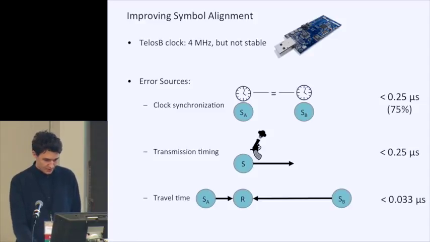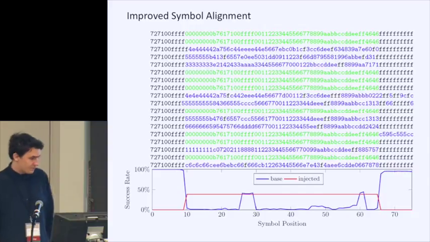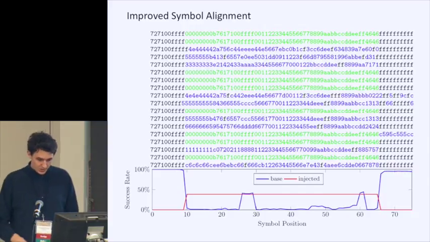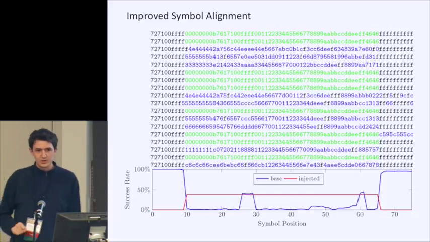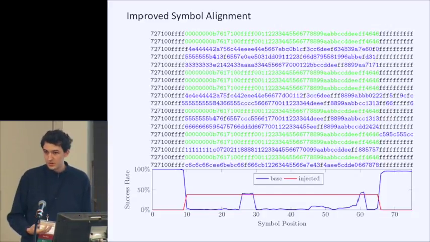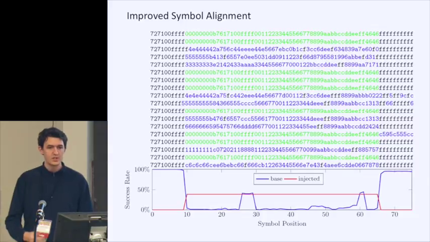Okay, so if we do all that, what do we get? Okay, now these are aligned a lot better, and you can see we have now some green lines, which are lines in which the injected packet was properly injected, and the symbols actually match 100% exactly what we wanted to get there.